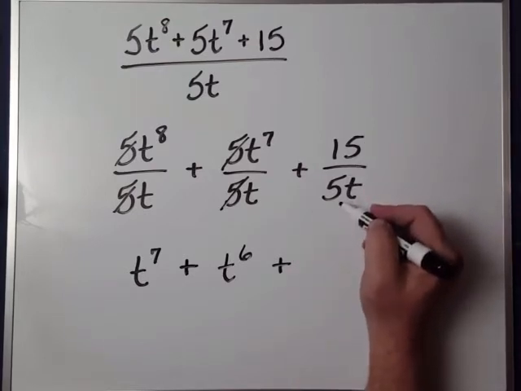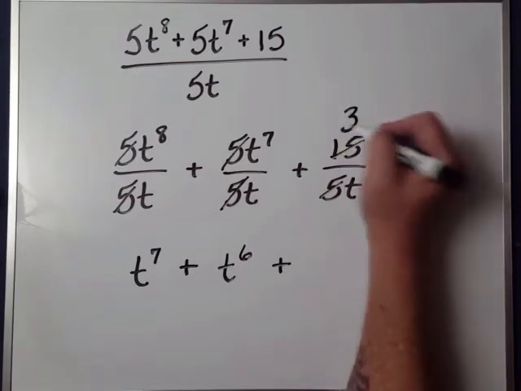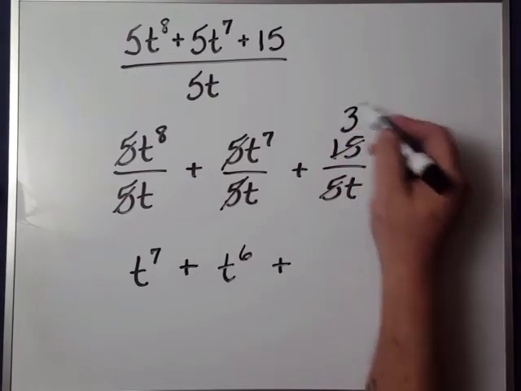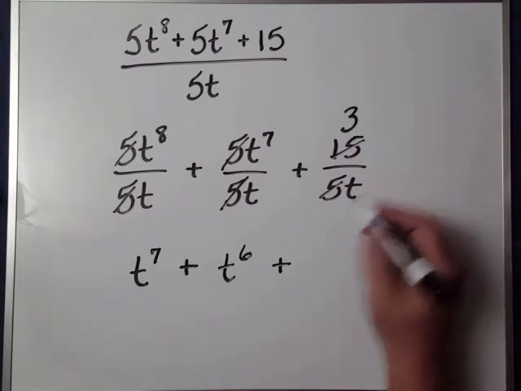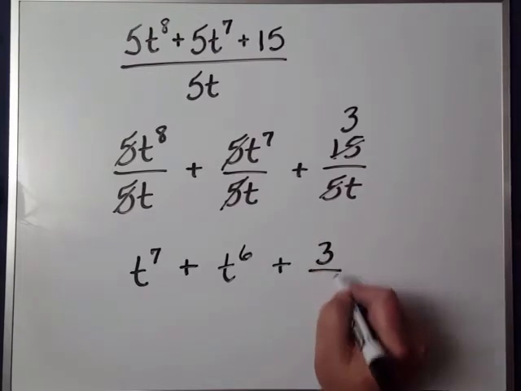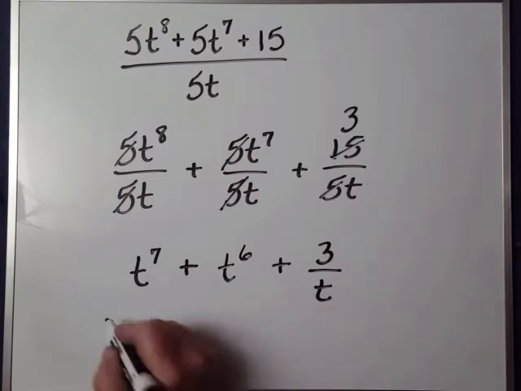Now what's going on here? Well, I know that 5 goes into 15 3 times. That's all I can do to reduce that fraction. And what am I left with? A 3 in the top and a t in the bottom. And that's my answer.